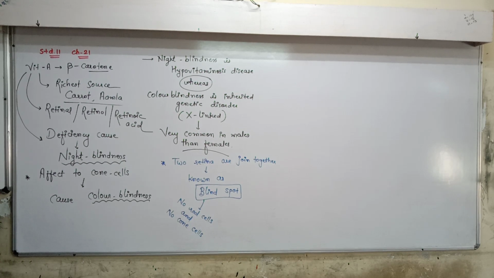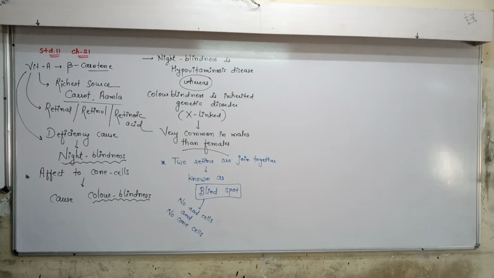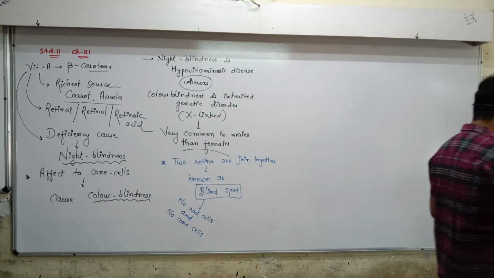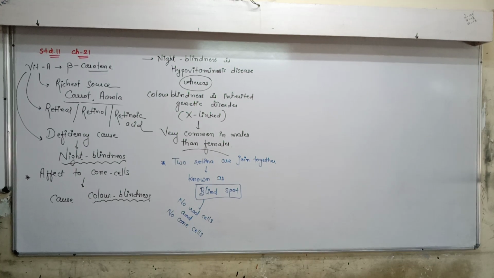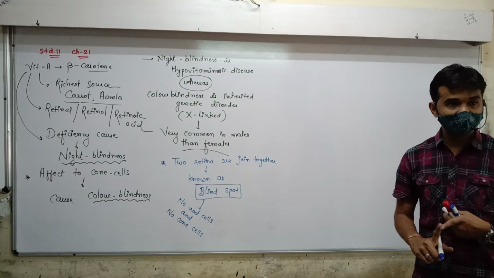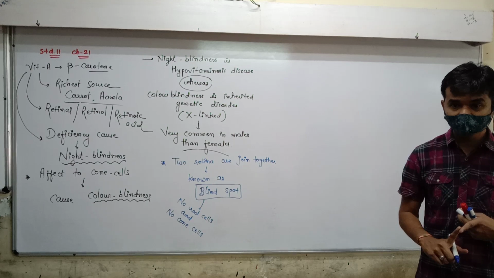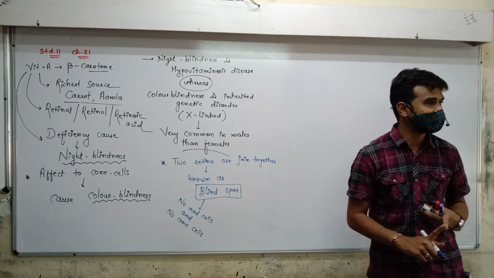The point at which the two retinas are joined together and form the optic nerve, that region is known as the blind spot. What do you mean by this blind spot? Here on the blind spot there is no rod, no cone, so if the image is formed on the blind spot, we are not able to see anything.